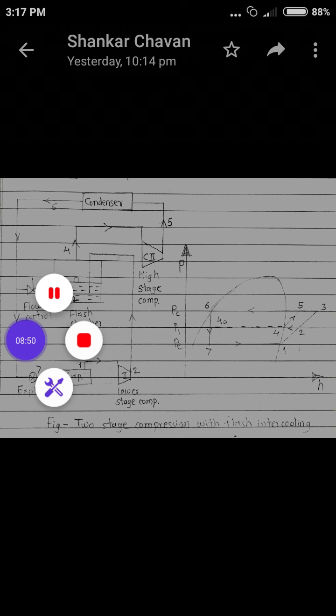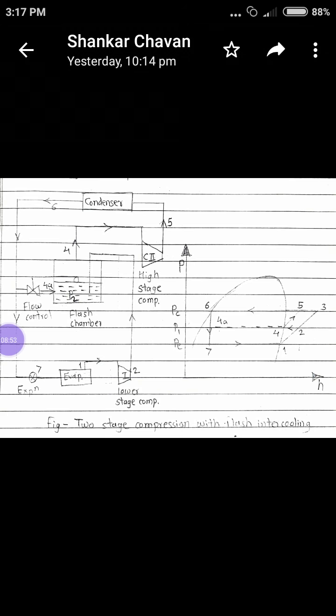So with the help of this system the coefficient of performance is more as compared to the flash chamber, because in between the stages of compression there is a perfect intercooling. As there is a complete or perfect intercooling, second stage compressor work decreases, volumetric efficiency of second stage compression increases. So with the help of this flash intercooling we get a more coefficient of performance as compared to flash chamber.